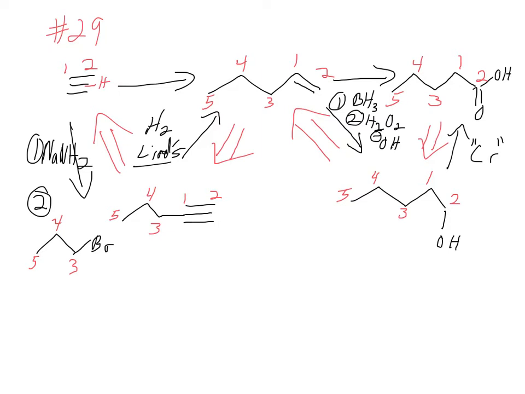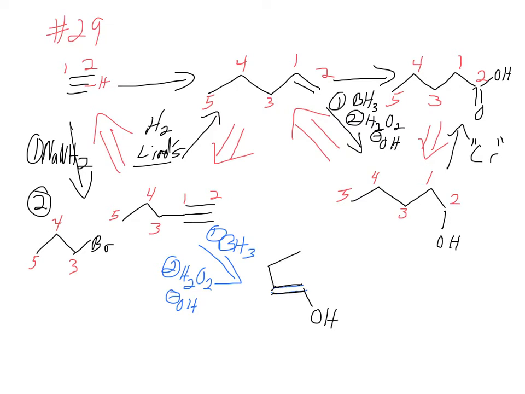There you have it. So another alternative pathway that's on Sapling, they actually go from here, and you could do BH3, step 1, step 2, the H2O2, OH minus, and that takes a terminal alkyne and turns it into, first, I'm going to use black, first an enol, where this would be 2, 1, 3, 4, 5, but then enols tautomerize into aldehydes, 2, 1, 3, 4, 5.